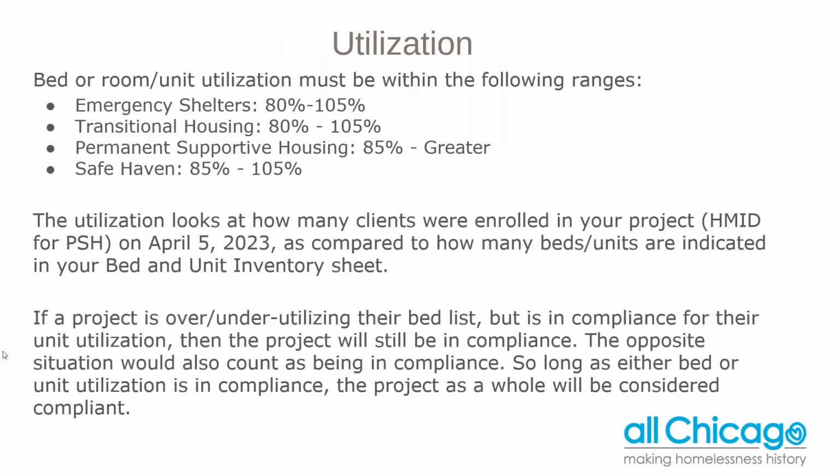So the next piece would be utilization. Bed and unit utilization must be within the following ranges. For emergency shelters, it has to be between 80% and 105%. For transitional housing, it has to be between 80% and 105%. For permanent supportive housing, it has to be greater than 85%, or 85% or greater. So if it's over 105%, it'll still be in compliance. Safe haven, between 85 and 105%.